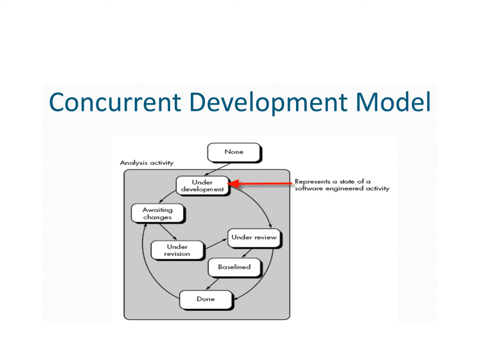The basic idea of the concurrent process: what is meant by the word concurrent is nothing but simultaneous. The concurrent model is an evolutionary process model in software engineering. The term concurrent means done at the same time. The things which we have to do, we should do at the same time.